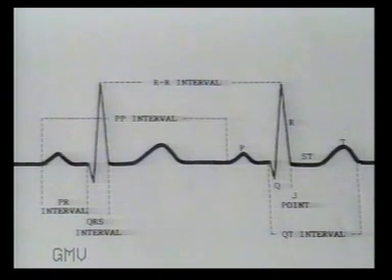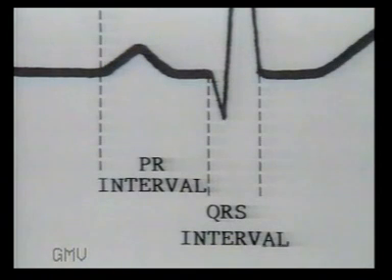Now we shall study the various intervals. The time from the onset of the P wave to the onset of the QRS complex is termed as the PR interval. It represents the conduction time from the atrium to the ventricles, from the onset of P wave to the onset of QRS complex. The time from the beginning of the Q wave to the end of the S wave is called the QRS interval. It indicates the time taken by the impulse to spread through the 2 ventricles.